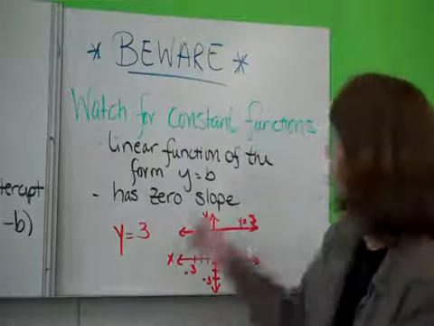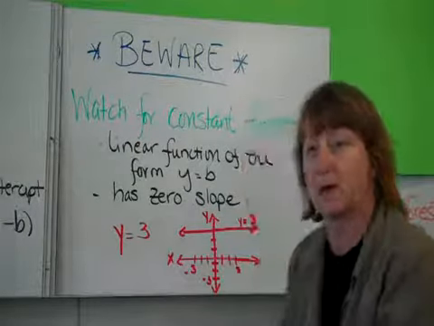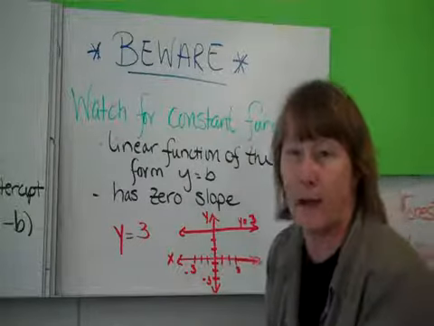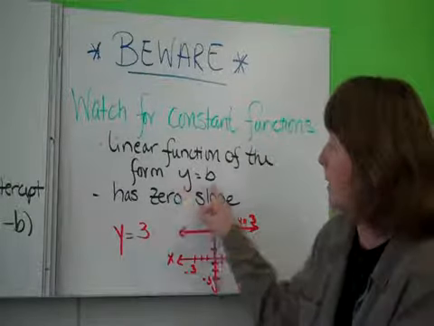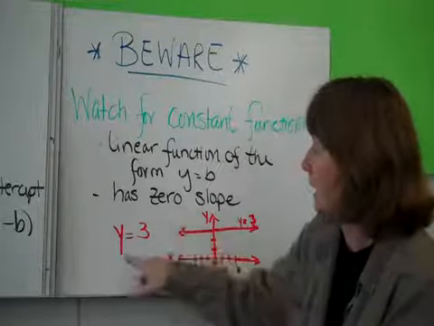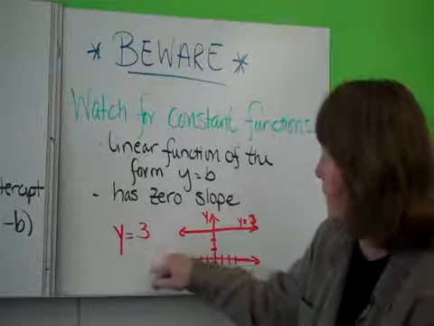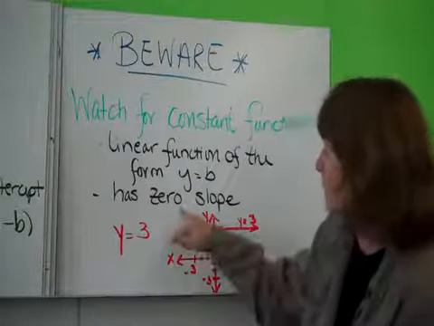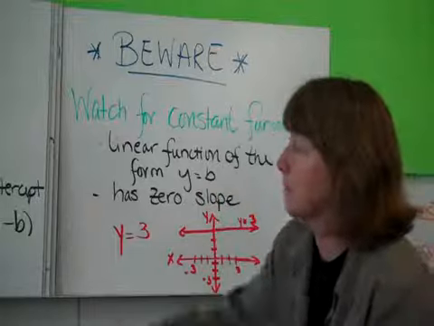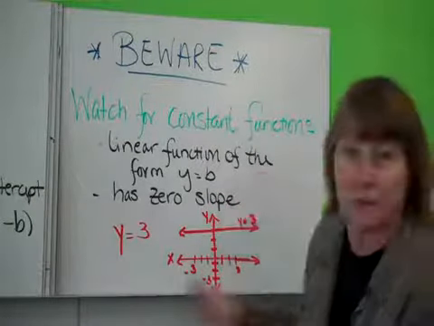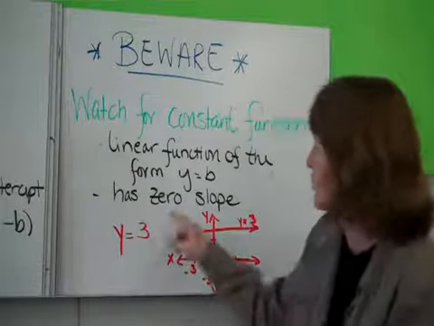Beware, you've got to watch for the constant functions. We've talked about these. A constant function is a linear function in the form of y equals b. So y equals the y-intercept. It has a 0 slope, and you will see it like y equals 3, and it will be a horizontal line with 0 slope. So you need to be aware of those. In this equation, the coefficient in front of the x is a 0, so you just have y equals b.